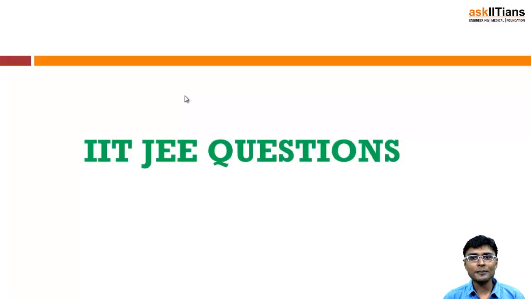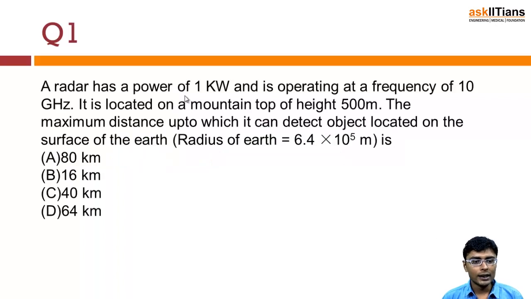Hello students, in this part we are going to solve some previous year IIT-JEE questions. Right, so let's start with question number 1. A radar has a power of 1 kilowatt and is operating at a frequency of 10 gigahertz. So the frequency of operation of a radar is given and also the power is given.